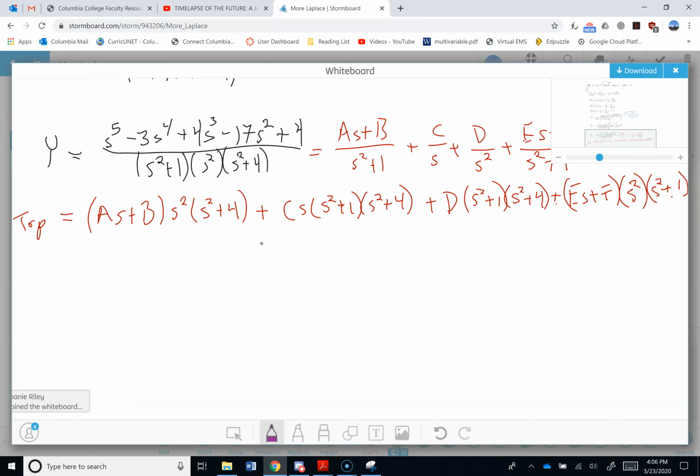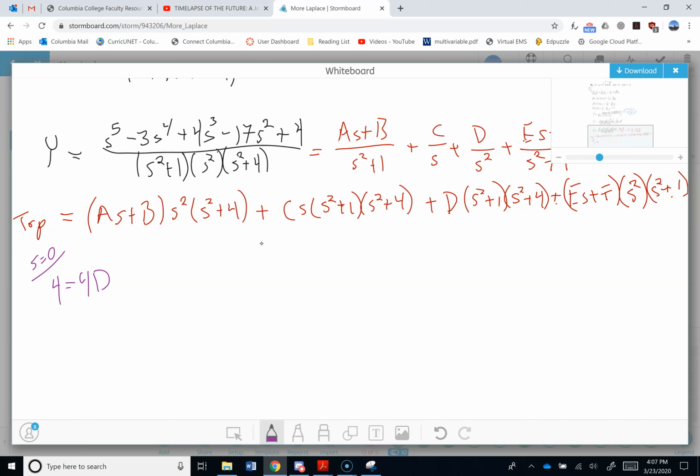Okay, so my goal now, I believe I have 6 variables, and so I need 6 equations. The easiest one to obtain is the S is 0 equation, right? The top is 4, so I get 4 equals, and then there's only one term without an S in it, and that's the D term. So I get 4 equals 4 times D. Does that make sense?